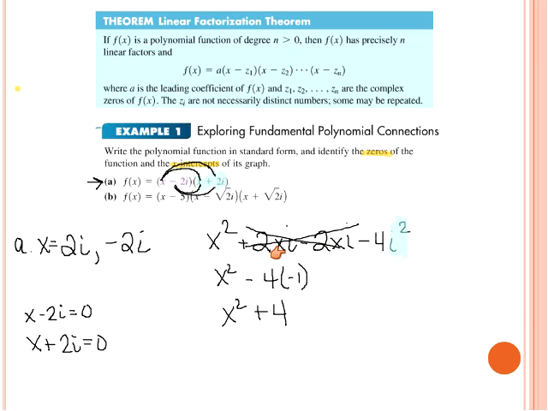Now, if I wanted to bring up my graphing calculator real quickly here, and I'm going to type in y equals x squared plus 4, you'll notice that that is a parabola up here, but it does not cross the x-axis anywhere, right? So there are no x-intercepts, just like we predicted, but there are still 2 zeros because our degree is 2 on the polynomial. So those zeros are our complex numbers, and that would be your 2i and your negative 2i. Any questions with that first one at all?